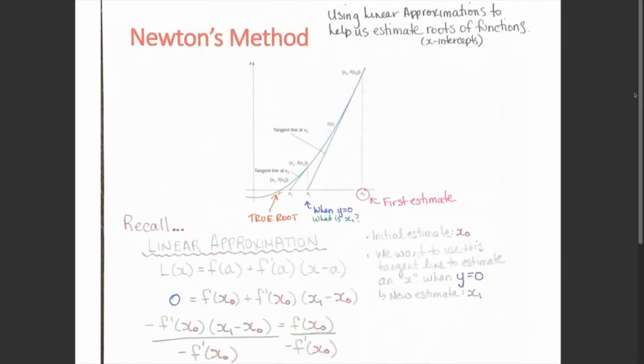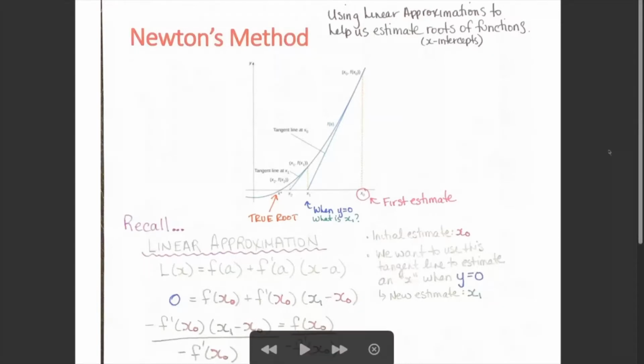And when those things didn't work, we could always take our functions and plug them into things like Desmos or our graphing calculators and use technology to help us find the roots of functions. But sometimes those methods aren't available to us or they don't work. So this is another strategy that we can use to help us find the values of roots of functions, and it's called Newton's method. And basically, Newton's method uses the concept of a linear approximation to help us estimate the roots of functions or the x-intercepts of functions.